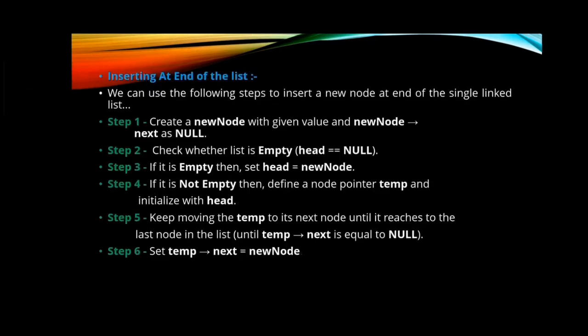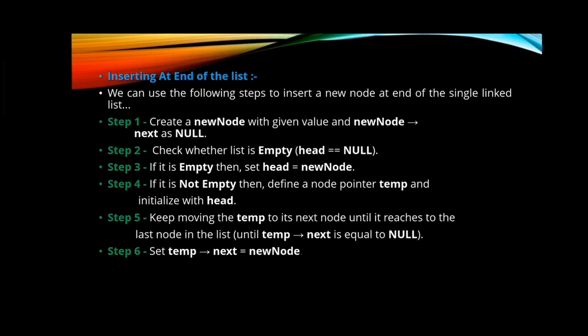Next topic, inserting at the end of the list. We can use the following steps to insert a new node at the end of the single linked list. Step 1. Create a new node with a given value, new node of next is null. Check whether list is empty. If it is empty, then set head equal to new node.